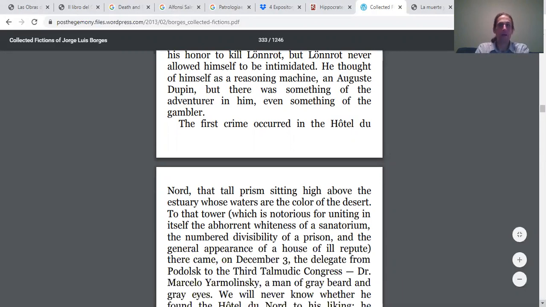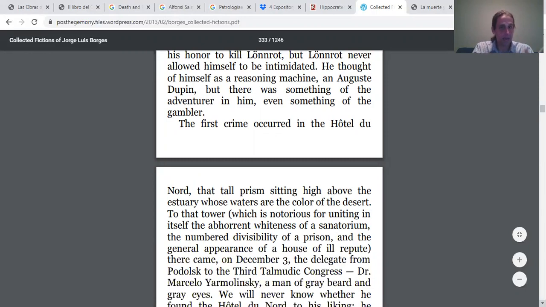So the narrator writes, "The first crime occurred in the Hôtel du Nord, that tall prism sitting high above the estuary whose waters are the color of the desert. To that tower, which is notorious for uniting in itself the abhorrent whiteness of a sanatorium, the numbered divisibility of a prison, and the general appearance of a house of ill repute," a magnificent description of the hotel.